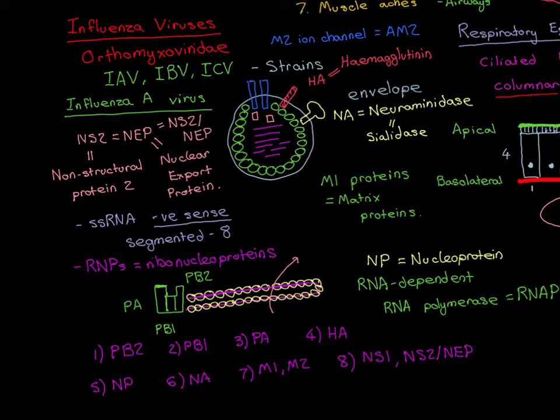Underneath the envelope, you then have this M1 shell that is known as the matrix of the influenza A virus. And this is made up of around 5,000 M1 proteins, and each one of these blobs is an M1 protein. Then inside of that, we have the ribonuclear proteins, of which there are 8 inside each influenza A virus particle.